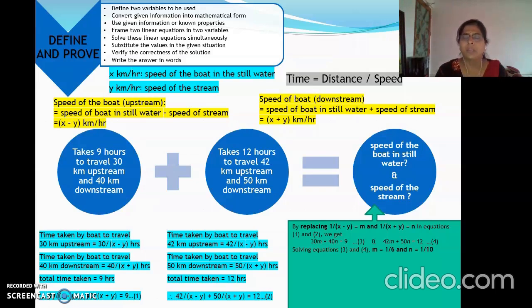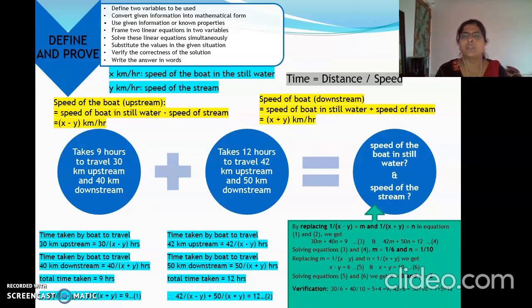Solving equations 3 and 4, we can get the values of m as 1 upon 6 and n as 1 upon 10. Now replacing again m is 1 upon x minus y and n is 1 upon x plus y, we get x minus y is equal to 6 as the fifth equation and x plus y is equal to 10 as equation number 6. Solving these two equations, we get x is equal to 8 and y is equal to 2.